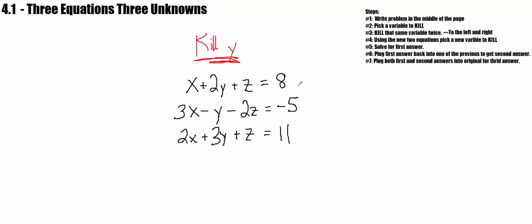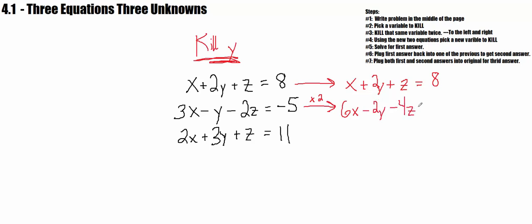So I'm going to take these two equations right here, and I'm going to kill the y's. Now notice I have a +2 here. That means I need what value here? I need a -2. If you've got a +2, we need the opposite value right here. So I'm going to multiply the bottom equation times 2. When I do that, I get x + 2y + z = 8 on top. And then for this middle equation, because I'm multiplying it by 2, I get 6x - 2y - 4z = -10. I multiplied the middle equation by 2 because I wanted to have a +2 and a -2.